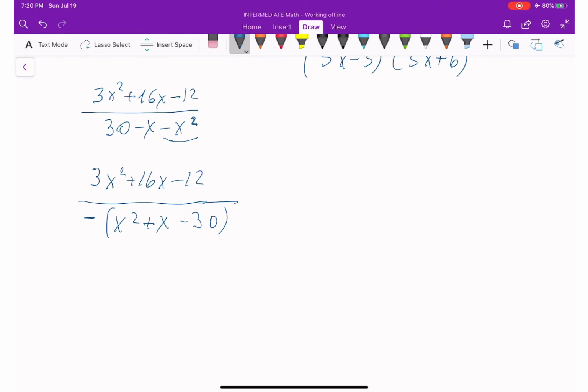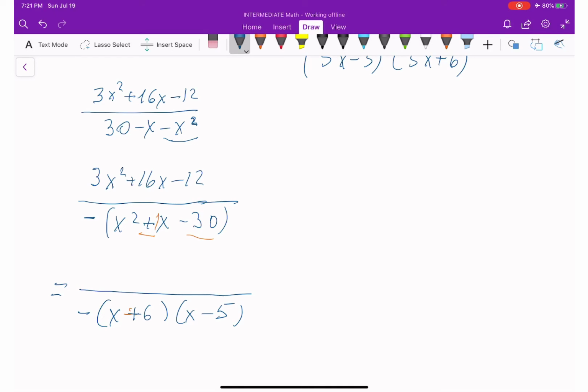Which means here at the bottom, in the denominator, if I factor it, it's very easy to factor because we have 30 and here we have 1. So obviously it's going to be two numbers following each other. It's going to be 5 and 6. Since 30 is negative, one is going to be positive, one is negative. If this is positive, the bigger number is going to be positive. Plus 6 comes here, minus 5 comes here. 6 times negative 5 is negative 30, and 6 minus 5 is 1.